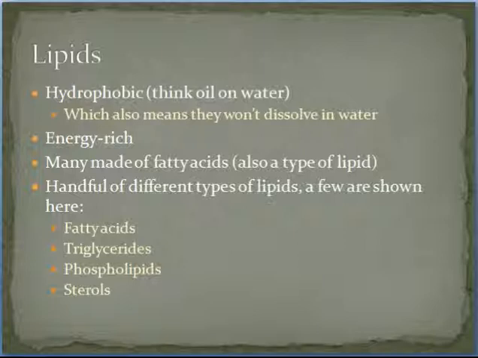Lipids are energy rich, meaning that for not a whole lot of weight, you get a whole lot of energy. Many lipids are made of fatty acids, which in and of itself is a type of lipid. But fatty acids are building blocks for other types of lipids. There are lots of different types of lipids, and I show a few here, including fatty acids, triglycerides, phospholipids, and sterols. I mention these in particular because they're important biologically.